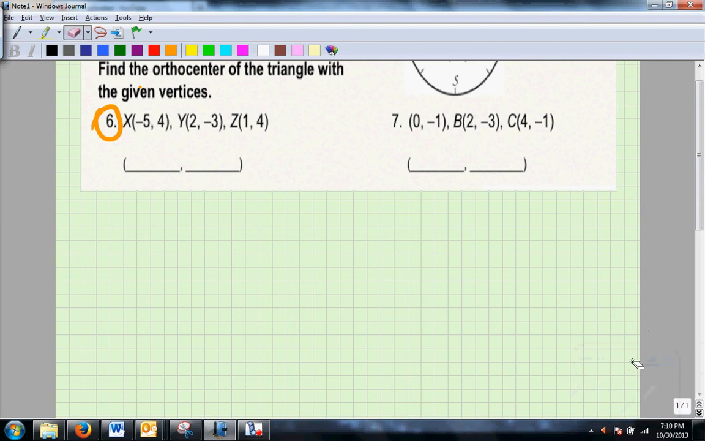Okay, Jacob, so here is the second page you sent to me. It says we want to find the orthocenter. Again, the orthocenter is the intersection of the altitudes. So we're going to start by graphing. I'm going to use double units here.